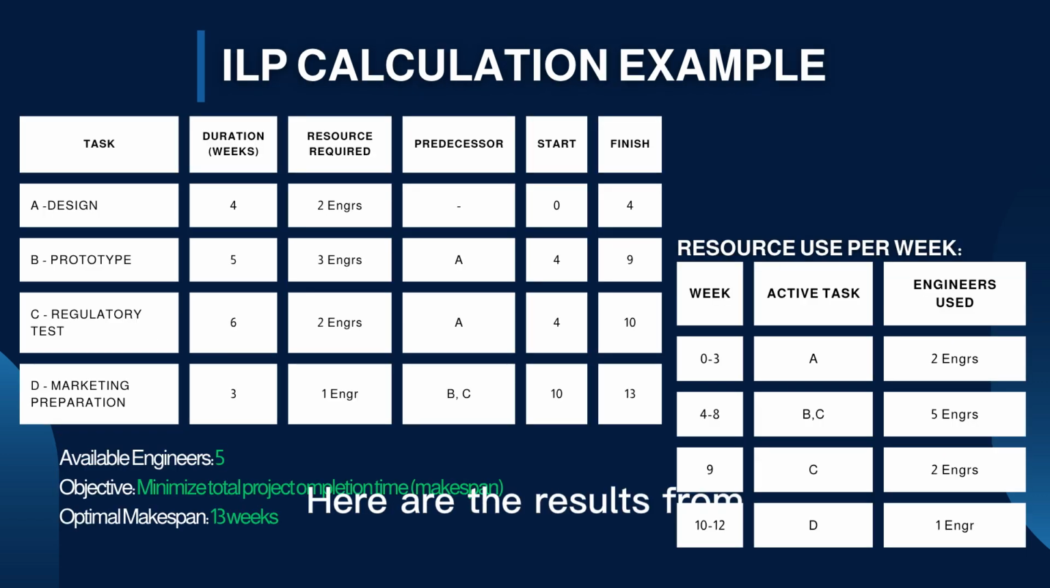Here are the results from Medivance's project using integer linear programming. We assigned engineers to tasks while sticking to resource limits in order. The plan kicks off with Task A for 4 weeks, then Tasks B and C run side by side. Task B wraps up by week 9, Task C by week 10, and Task D finishes by week 13. Overall, the project takes 13 weeks, making the most of our resources with no delays.